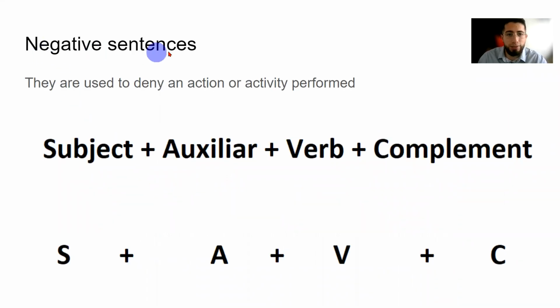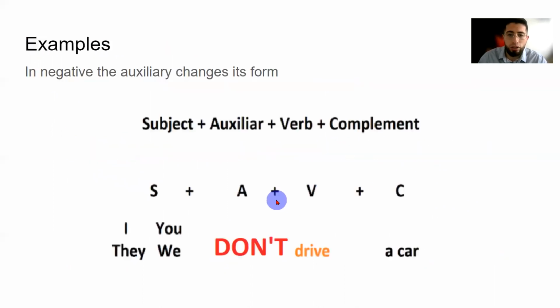Chicos, in negative sentences, utilizamos the English nature, la naturaleza en inglés, right? So subject, auxiliar, verb, and complement, right? Now, ahora chicos, if you pay attention here, si prestamos atención, we add a new word, agregamos una palabra nueva. It is the auxiliar do, es el auxiliar do.